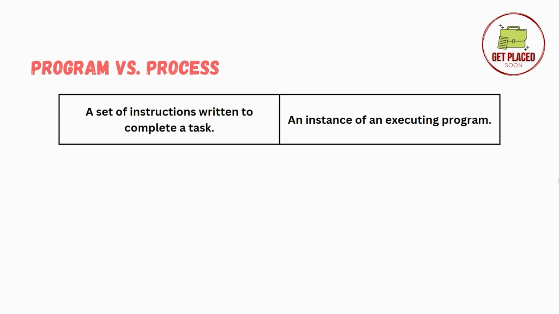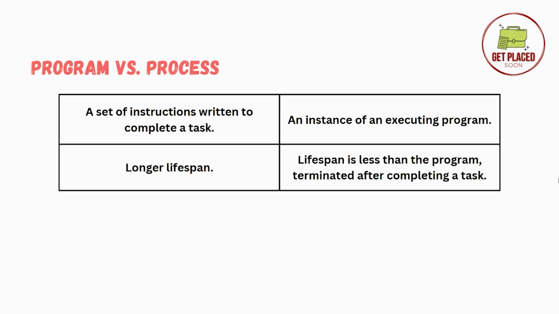Moving ahead, let's see the differences between program and process. A program, as you already know, is a set of instructions written to complete a task. On the other side, a process is an instance of an executing program. In short, a process is nothing but a program in execution. Moving ahead, a program has a longer lifespan than a process. Why do I say this?